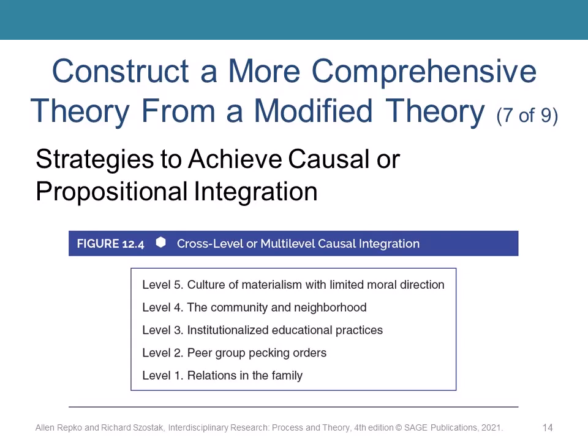At level 1, we have relations in the family. At level 2, peer group pecking orders. Level 3, institutionalized educational practices. Level 4, the community and neighborhood. And Level 5, a culture of materialism with limited moral direction. As you can see, as we move up the levels, the focus of analysis broadens from the individual to society.